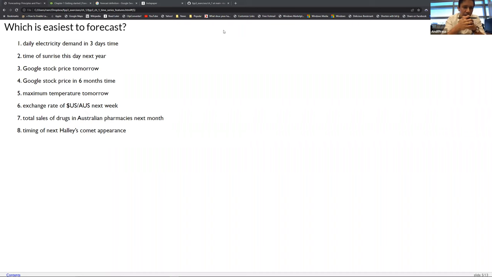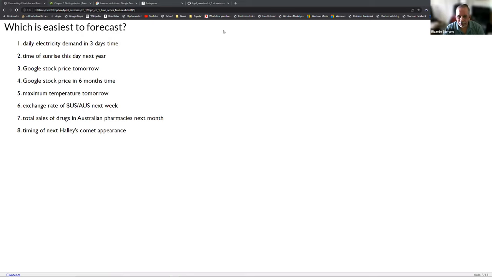For me, three and five are very similar. Google stock price tomorrow or maximum temperature tomorrow are similar in that they're both tomorrow to begin with, and they're both the result of very complex systems. Weather and market. So they're not as easy as something cyclical like a comet or the time of a sunrise. But definitely we can have a better idea of what the Google stock price is going to be tomorrow, or at least a narrower band, than in 6 months.